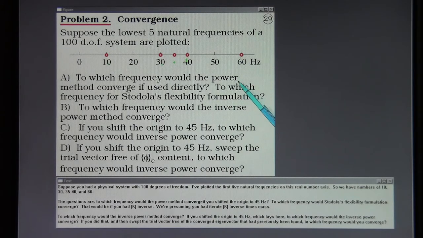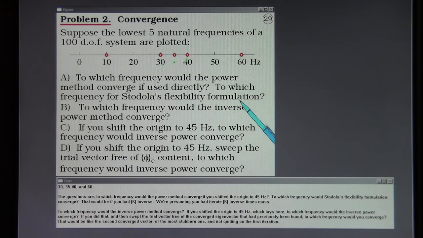The questions are, to which frequency would the power method converge if used directly? To which frequency would Stodola's flexibility formulation converge? That would be, if you had K inverse, we're presuming you would iterate K inverse times mass. To which frequency would the inverse power method converge? If you shifted the origin to 45 Hertz, which lies here, to which frequency would the inverse power converge?